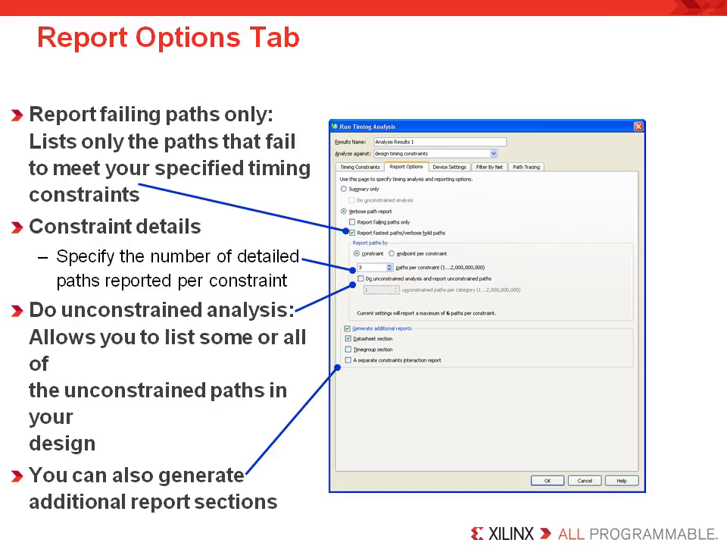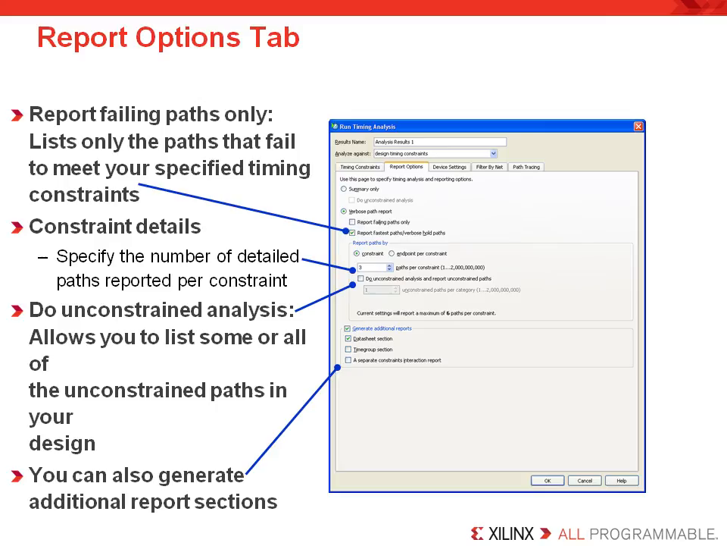You can also report only failing timing paths. This allows you to reduce the number of paths reported, allowing you to focus on just those failing paths. The tab also allows you to generate additional report sections. At the very bottom, we can see a data sheet, a time group section, and a separate constraints interaction report.